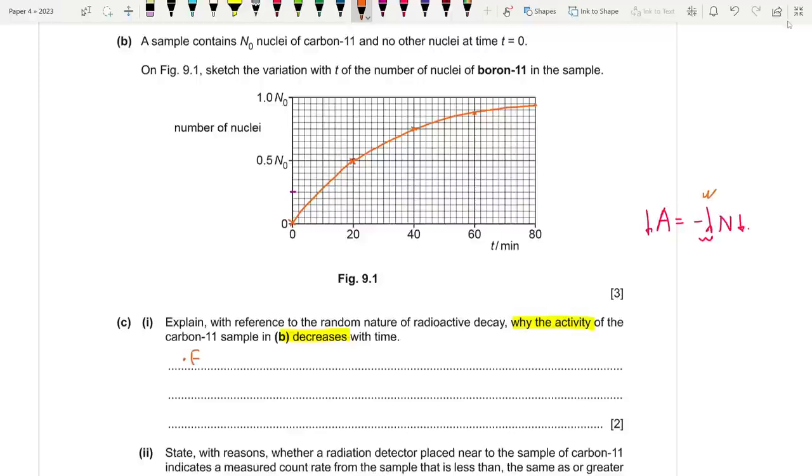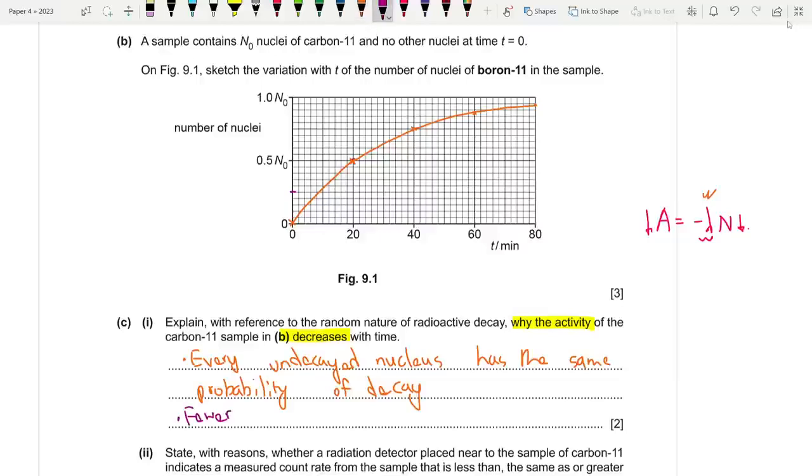All right. So the concept is every undecayed nucleus has the same probability of decay. And what else? Since there are fewer undecayed nuclei remaining with time, fewer will decay in a given time interval, right?